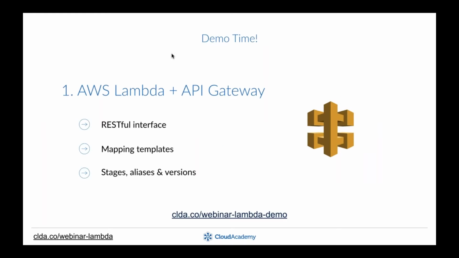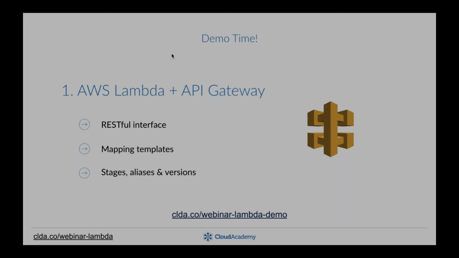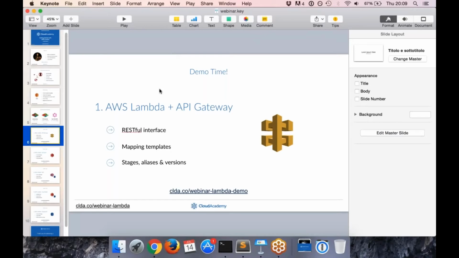Okay, great. So let's start with the first demo. I think most people are using Lambda to build RESTful HTTP interfaces. And I think this is one of the main use cases. So let's focus on this one for a while. And let's start from scratch. We'll go through all the steps: how you build a RESTful interface, how you design your mapping templates, and how you manage stages and policies and versions between Lambda and API Gateway, which can be a bit confusing at the beginning.